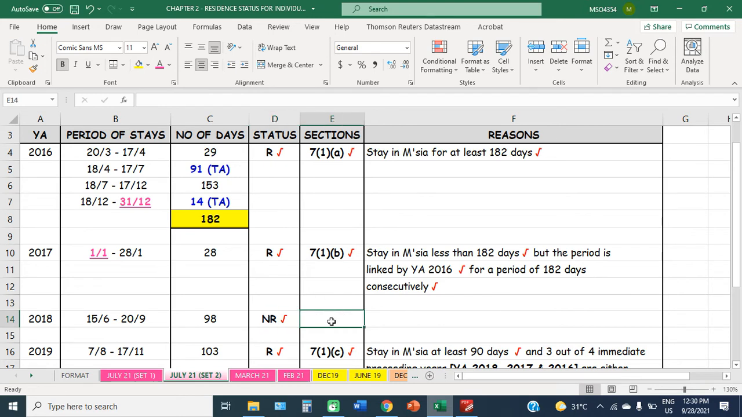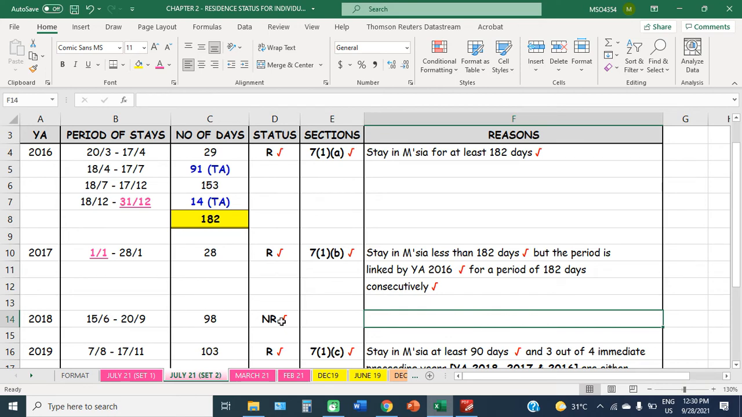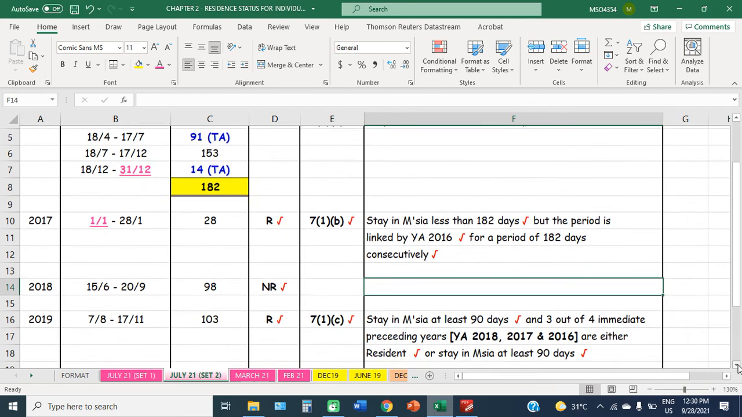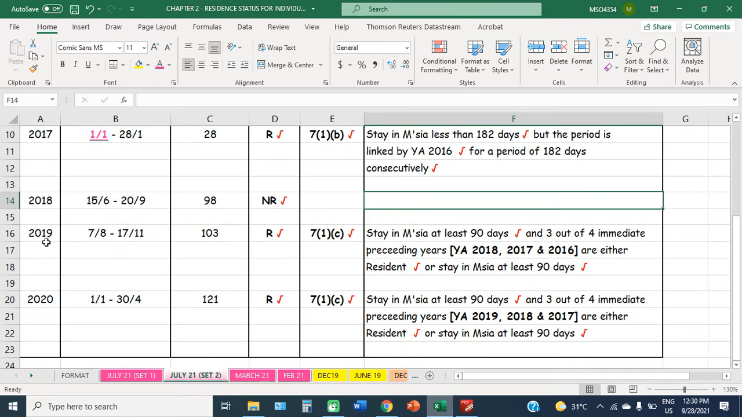Okay, so for non-resident, no need to provide section, no need to provide reason. Enough if you give me status. You will get 1 tick here. Alright, done for 2018. Okay, next, moving on to 2019.